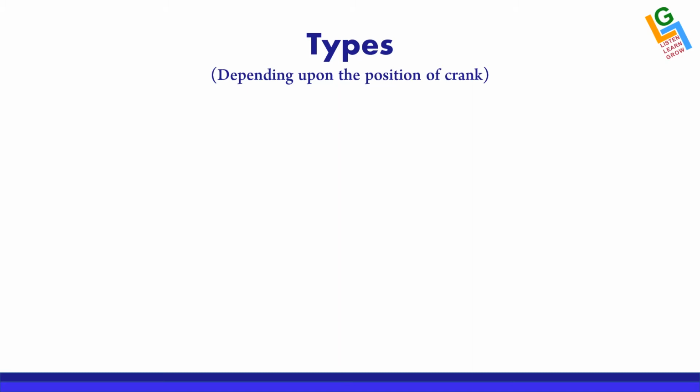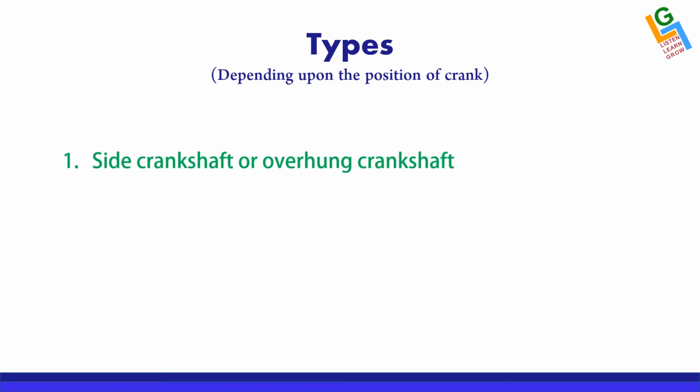Types of the crankshaft. Depending upon the position of crank, it is divided into two types. Side crankshaft, otherwise known as overhung crankshaft, and the center crankshaft.